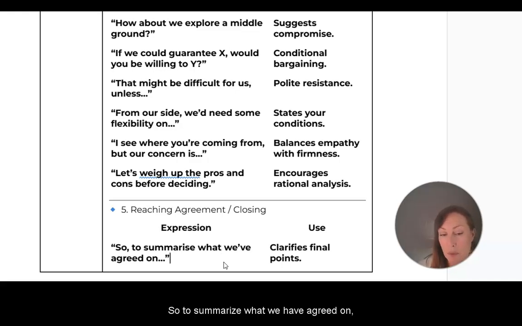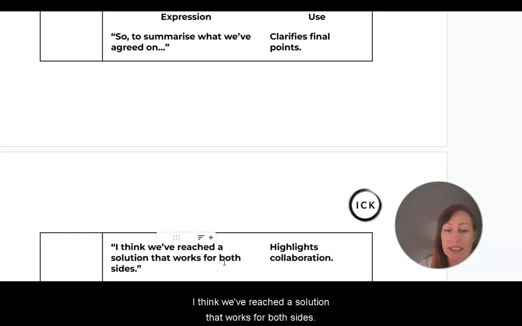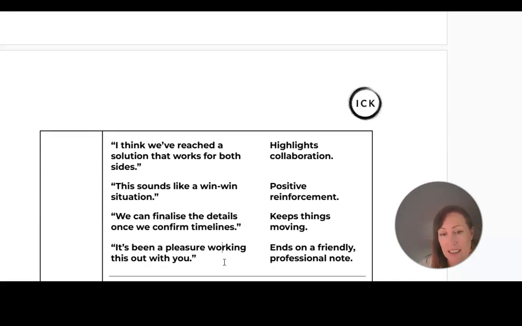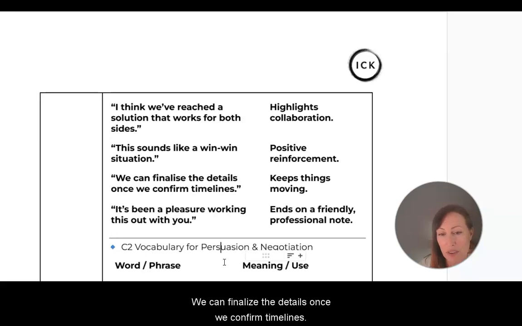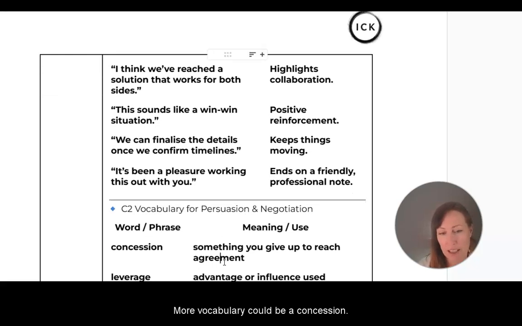So to summarize what we have agreed on, you want to clarify. I think we've reached a solution that works for both sides. It sounds like a win-win situation. We can finalize the details once we confirm timelines, and it's been a pleasure working this out with you. Okay. More vocabulary could be a concession.